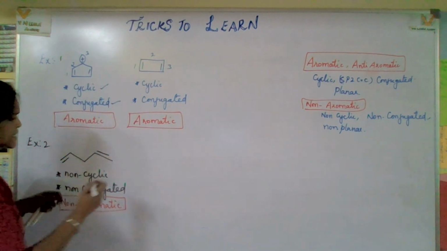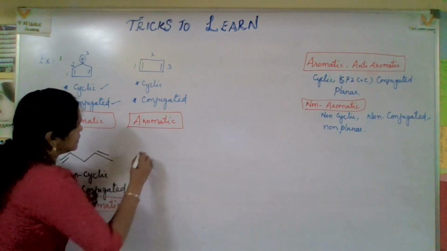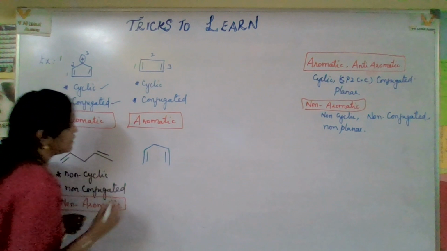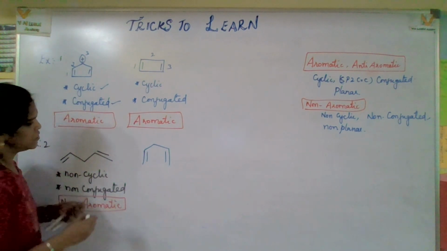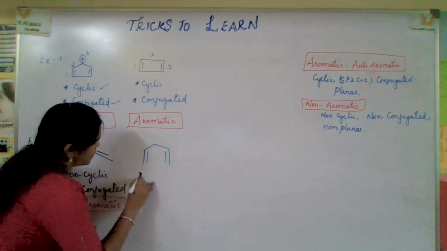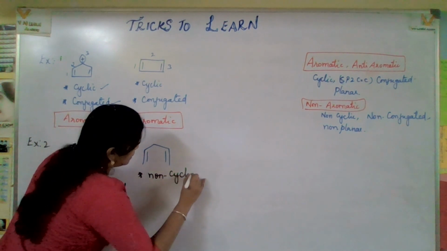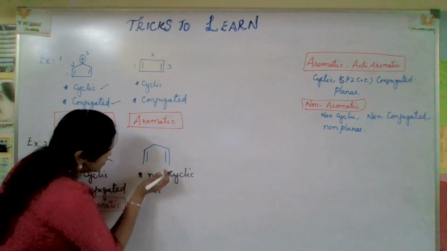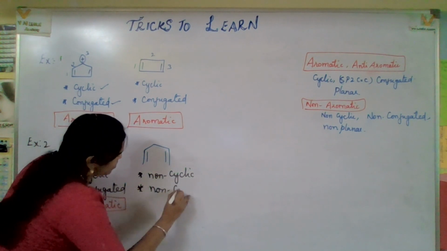Okay, now one more example. Here, one more example, what is it? Do you think it is cyclic? No, it's not cyclic. So this first one is non-cyclic, non-conjugated.